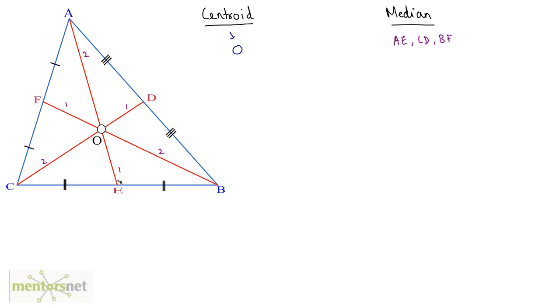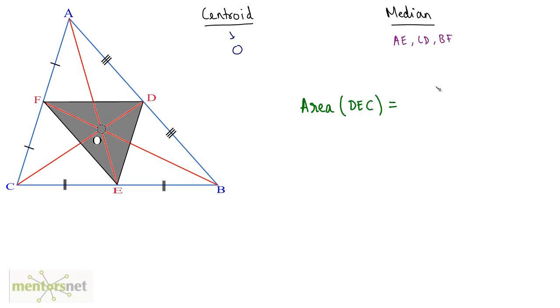Now D, E, and F are the three midpoints of the sides of this triangle. Now if you join these points, it will form a triangle. The area of this triangle DEF, which is formed by joining the midpoints of the sides of this triangle ABC, is equal to 1/4 of the area of the triangle ABC. Right? So you should keep that in mind. It's a very important property.